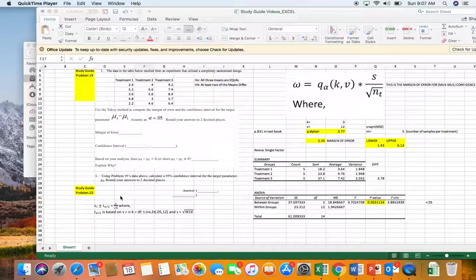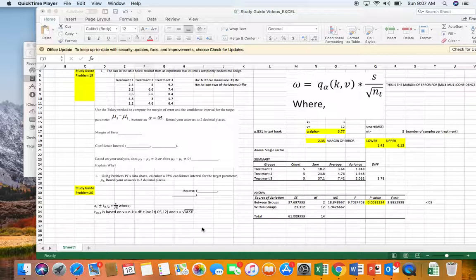But what we're being asked to do is to calculate a 95% confidence interval for the target parameter mu3. And so the equation for a confidence interval for a single target parameter in an ANOVA experiment is to use the sample mean plus or minus T alpha over 2 times the standard error divided by square root of n.